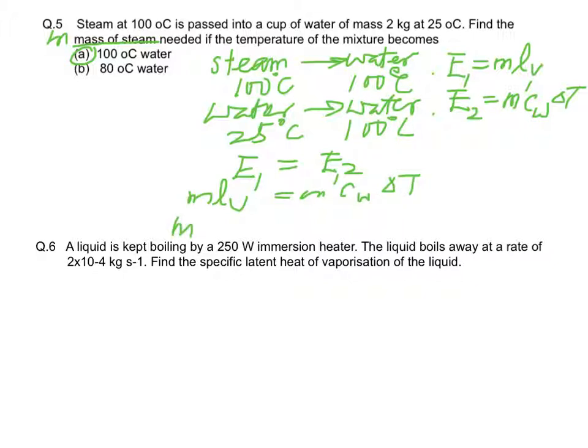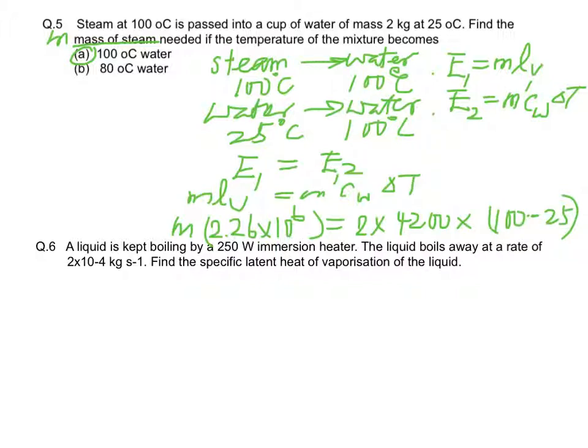We have mLV equal to 2.26 times 10 to the power 6, equal to m_w, which is 2, Cw is 4200, and the temperature rise of water is from 25 degrees to 100 degrees. Using this equation, we can find m. The mass of steam is equal to 0.279 kilogram.